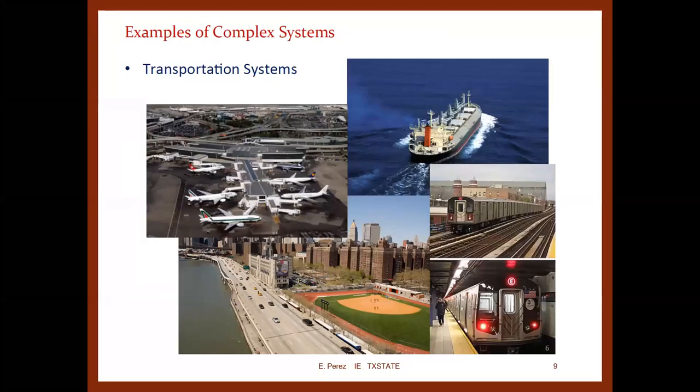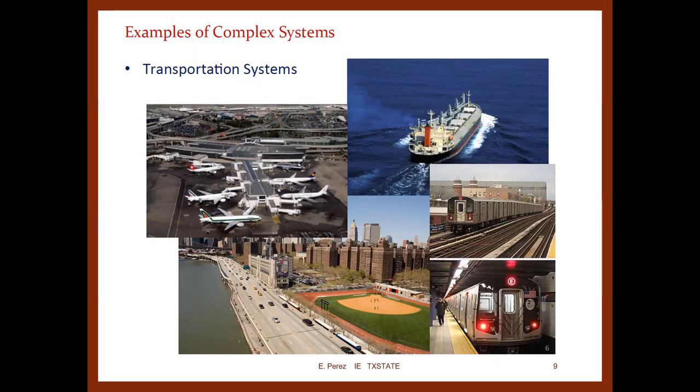So I mentioned, again, the example of the vaccine, but there are other examples of complex systems. We can look at transportation systems. So how to, for example, manage a fleet of airplanes. Like if you're working for, I don't know, Delta. So how to schedule, how to make sure that you have all the pieces together that you need for the airplane to be able to work properly.